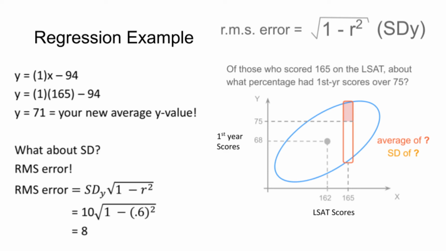Remember that RMS error was just the square root of the sum of squared vertical deviations. So we calculate RMS error from the formula: standard deviation of the y-axis multiplied by the square root of 1 minus the correlation squared. And then we get our RMS error value of 8. Now back to the question: what percent had first-year scores above 75 given an LSAT score of 165?